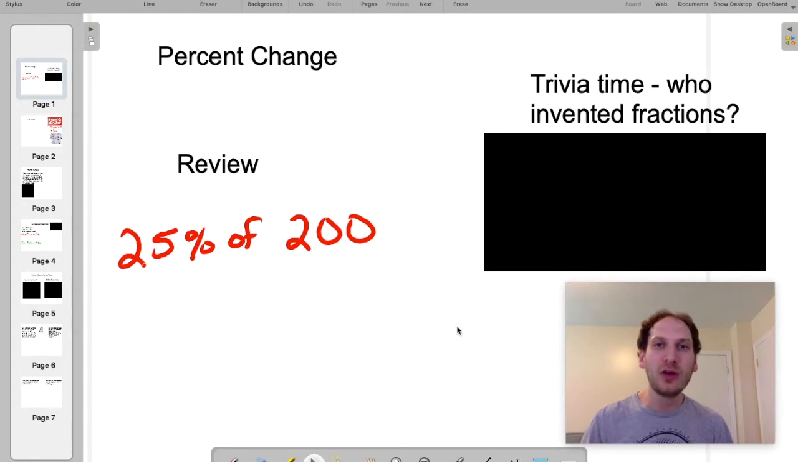Today we are talking about percent change. Our goal is to take what we learned in our last couple of videos about how to make percents and how to use percents, and now we're going to be doing some real world problems because percentages are one of the most real world applicable skills that we will see in middle school math.